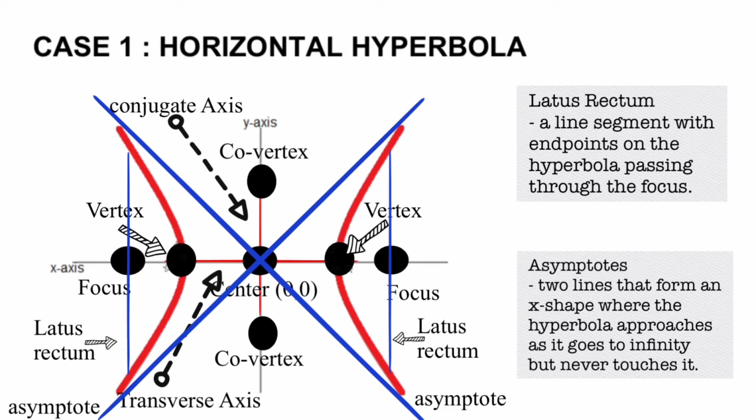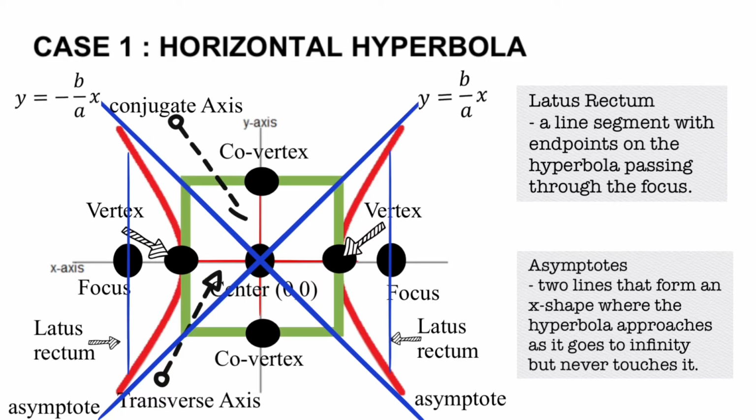The equation of the asymptote with a negative slope is y equals negative b over a x, while the other asymptote with a positive slope is y equals b over a x. The easiest way to draw the asymptotes is by drawing a rectangle covering the four points, the two vertices and the two co-vertices. The two asymptotes are actually the diagonals of this rectangle extending outward. So that's a trick on how to approximately draw the two asymptotes.